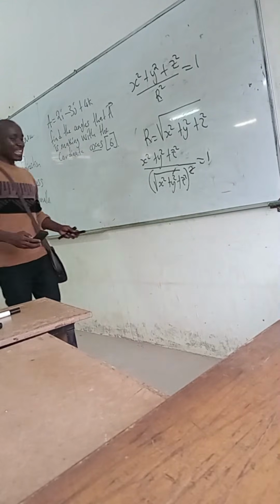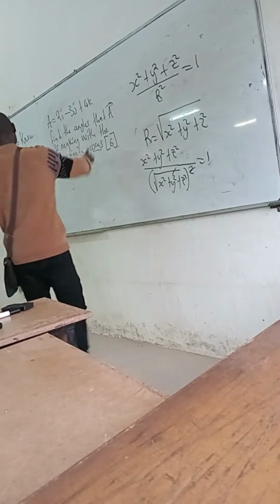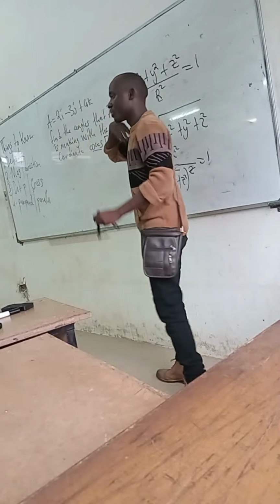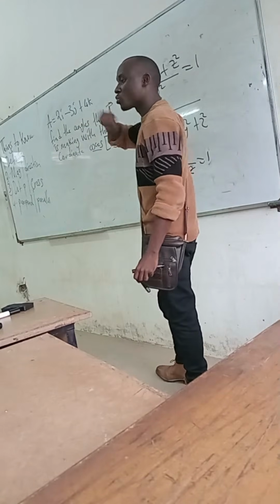Now, find the angles that vector A is making with the coordinate axes. The question is, how do you find the angle? What do you use to find the angle?